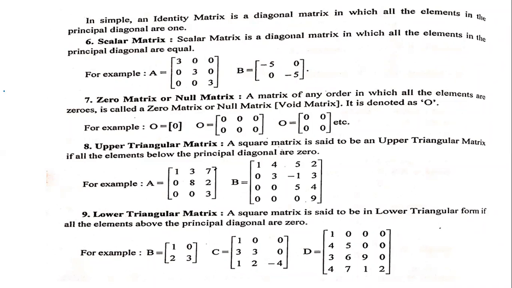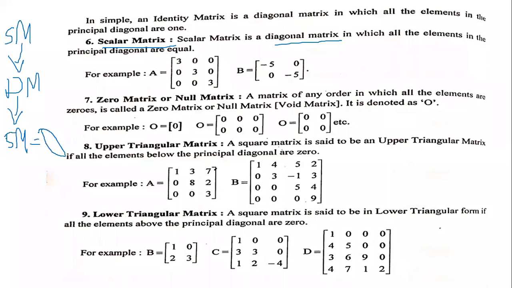Next, going to the next type, a scalar matrix. A scalar matrix is a diagonal matrix. What is a diagonal matrix? A diagonal matrix is a square matrix where the elements of the principal diagonal are non-zero elements and the rest of them are 0. Correct? You should study then and there.